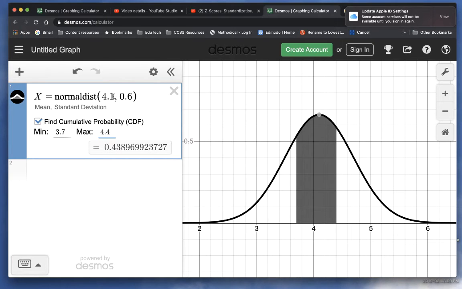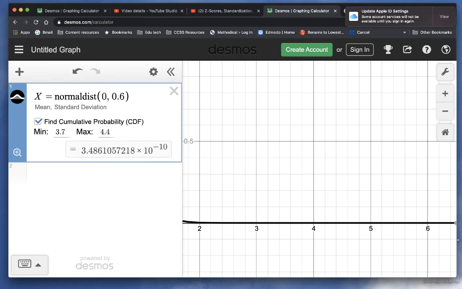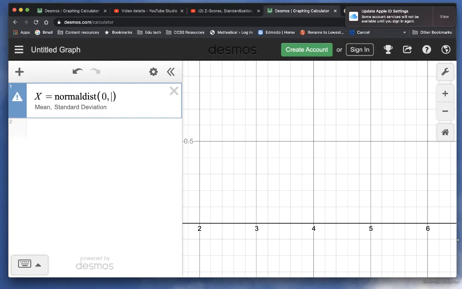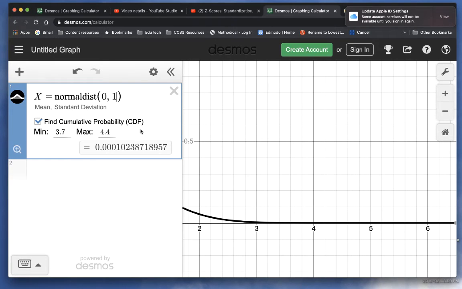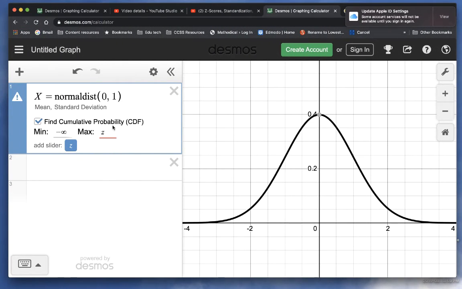which you should have seen on the video, and which is instead of doing this directly from this specific distribution, what I'm going to do is use the standard distribution. So the standard distribution always has a mean of 0 and standard deviation of 1. And I've changed the bounds here to be negative infinity up to z. Okay, so z is the same variable, your z-score.